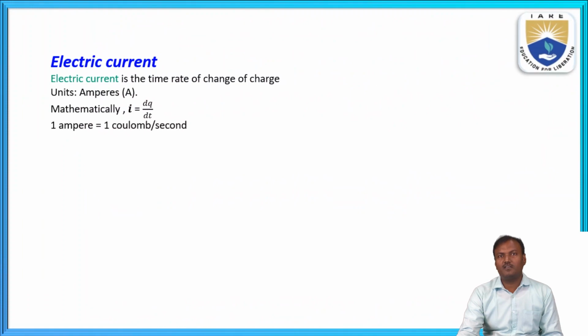So next one is, what is electric current. Electric current is the time rate of change of charge and is measured in amperes, and it is mathematically represented as I is equal to dq by dt, and 1 ampere is said to be 1 coulomb of charge transferred in 1 second.